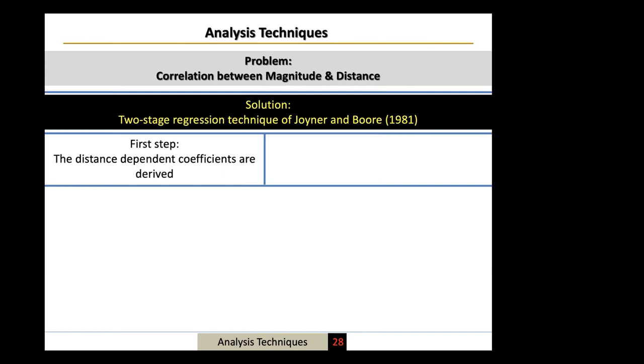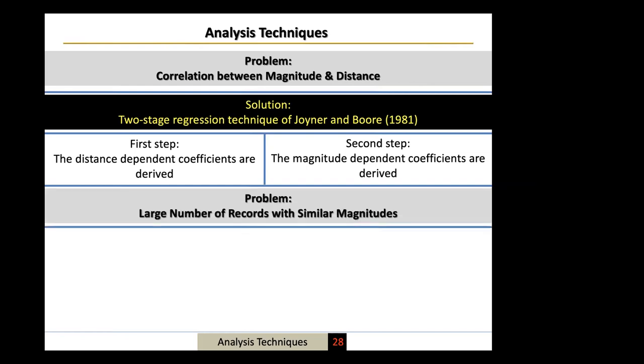And so in this technique, you first derive the distance dependent coefficients of your equation, and then in the second step, the magnitude dependent coefficients are estimated. So the next problem, we will see how it works in the next lectures.